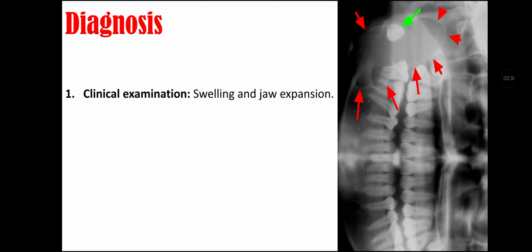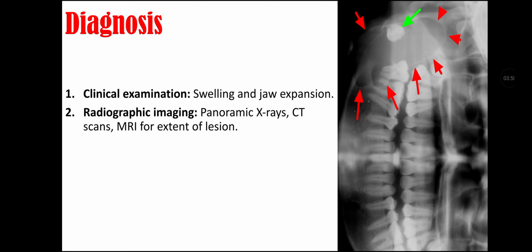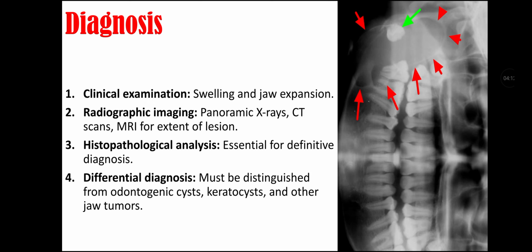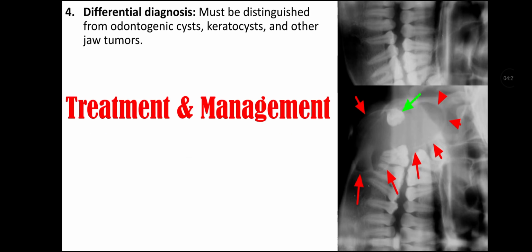Diagnosis of ameloblastoma. First, we do a clinical examination that includes checking for swelling and jaw expansion. Second, we do radiographic imaging that includes panoramic x-rays, CT scans, and MRI for the extent of the lesion. Third, histopathological analysis is essential for definitive diagnosis. Fourth, we do differential diagnosis, as this must be distinguished from odontogenic cysts, keratocystic tumors, and other jaw tumors.